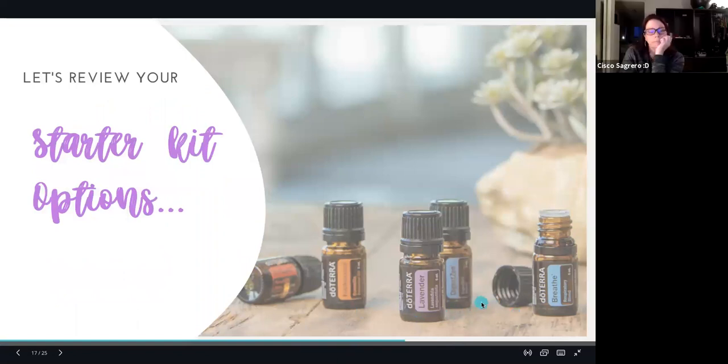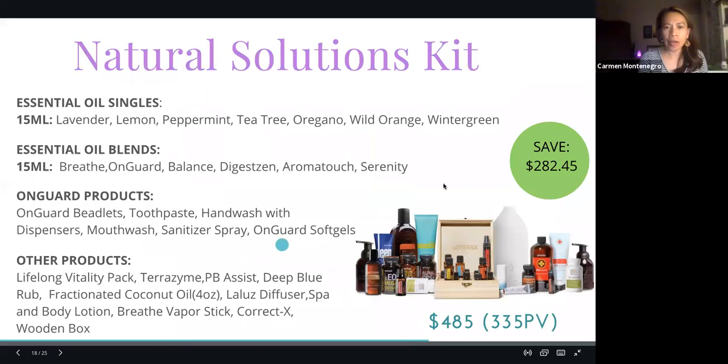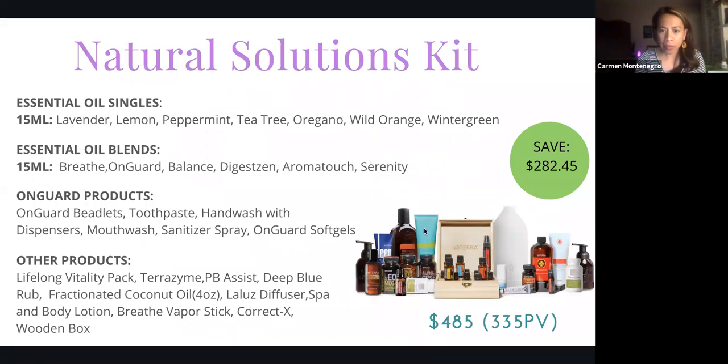Mhm. So the starter kit. This is the popular kit now. When I started with doTERRA, this was not available. They had a different kit. When I started 5 years ago, they had this diamond kit, which is really, really big. But this one is kind of doable. It's called the Natural Solutions Kit. And they do have the starter.